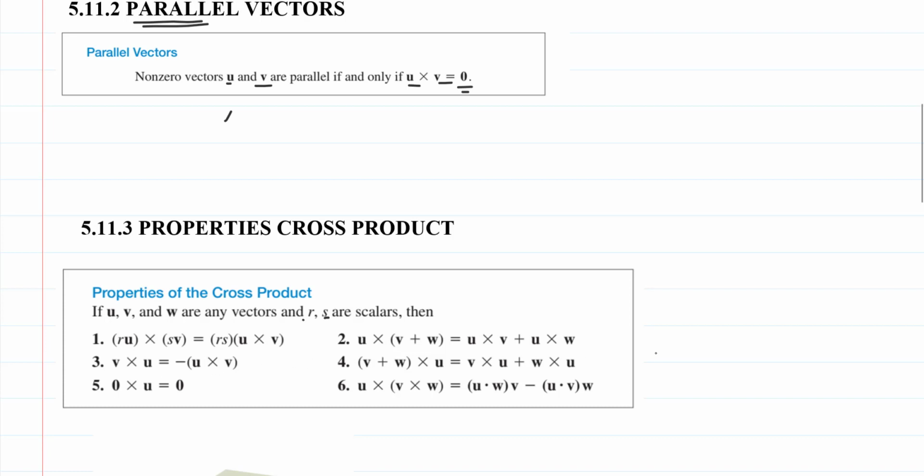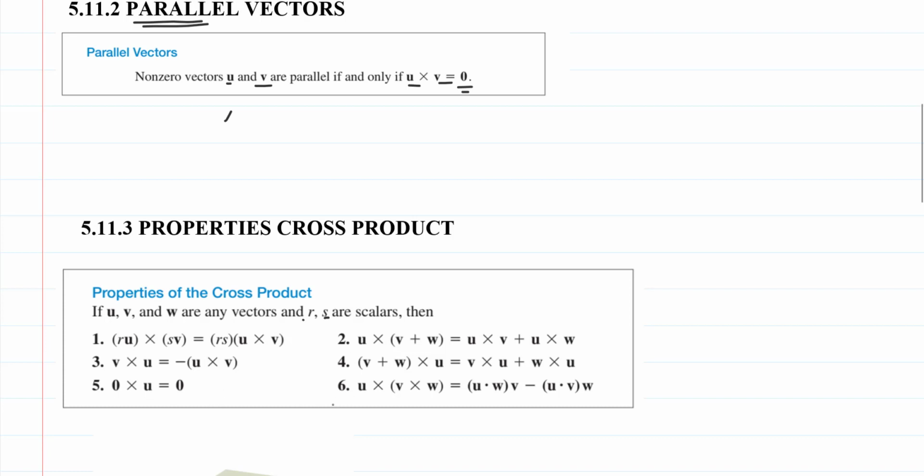Then the fourth property is also a distributive law in the opposite direction. If you have v plus w cross u, since we can't interchange this, it's still going to be v cross u, then we also do w cross u, and then we add the two quantities. So that is also another distributive law. Then if you have a zero vector and you cross it with any vector, the answer will be 0.